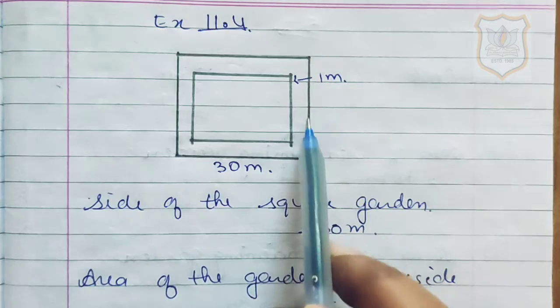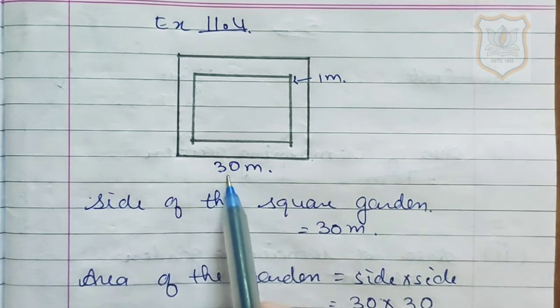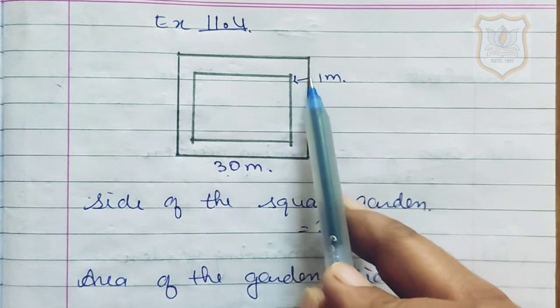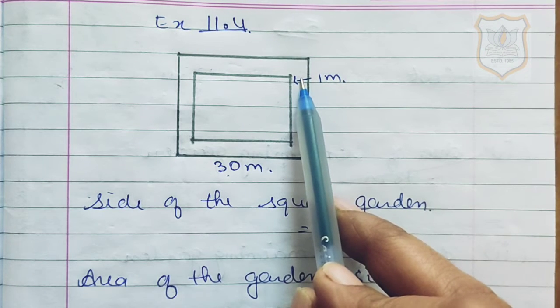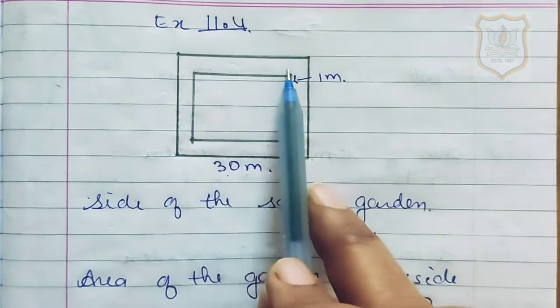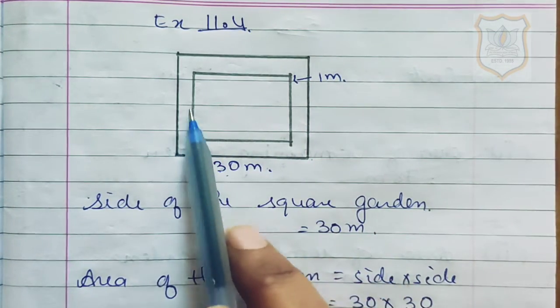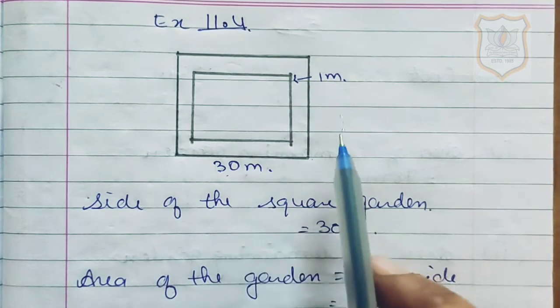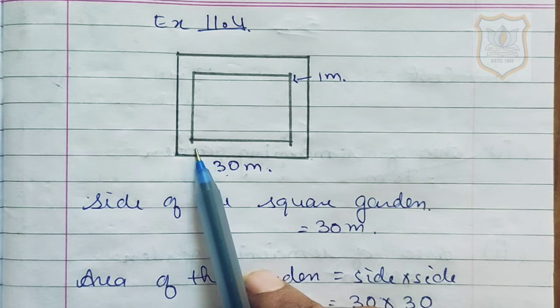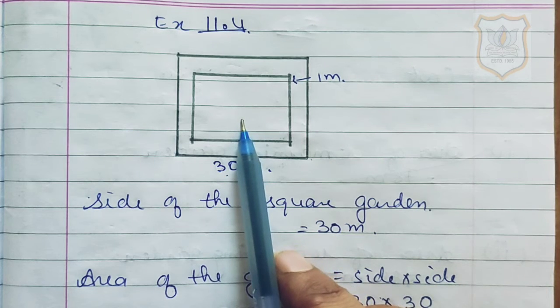This much is the square garden whose length is 30 meter, and inside the square garden a 1 meter wide path is to be built, and here inside the garden we have to plant grass. So first we have to find out the area of this path, and then we have to find out the cost of planting the grass in the remaining portion of the garden.